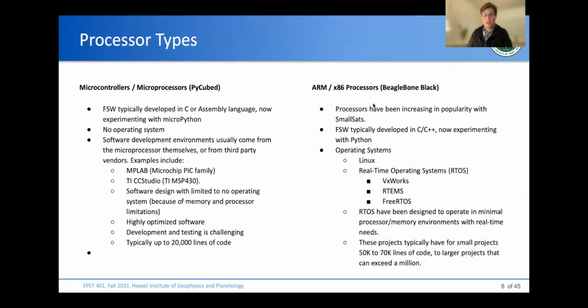Okay, and jumping to the right, we have the more capable processors. More capable also means that they will consume more power, so sometimes they're not feasible for a CubeSat mission. It depends on the power budget and availability. But these certainly have become more popular with small satellites and in particular CubeSats. This flight software is typically developed in a higher level language, so C or maybe even C++.